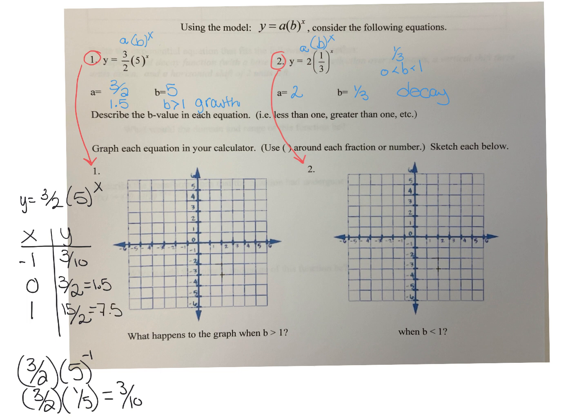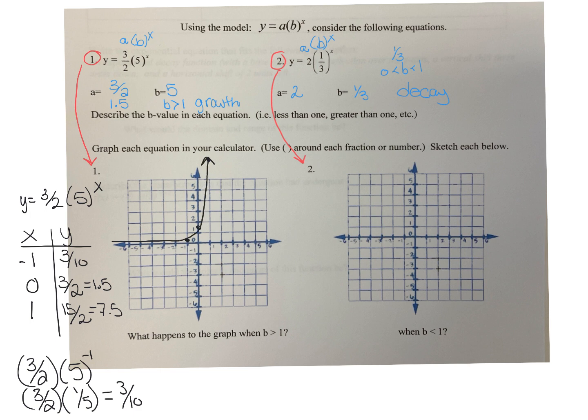So let's graph these dots. At -1, I'm at 3/10. I'm very small. At 0, I'm at 1.5. And at 1, I'm way off my graph up here. So here is my graph.